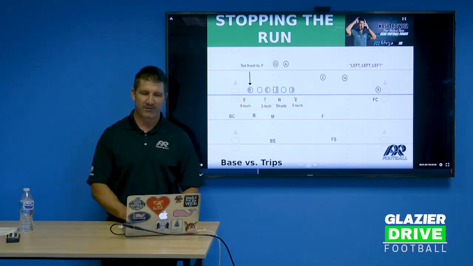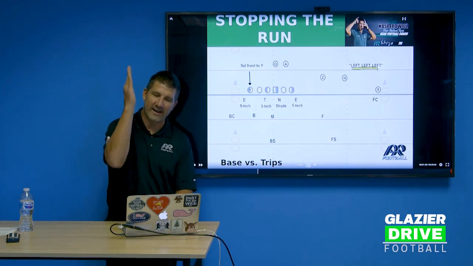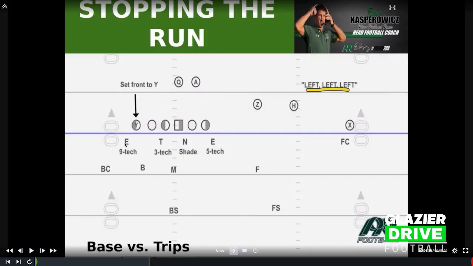All right, trips. Now this is trips closed, because there's a tight end backside. So starting with the front, we always set the front to the tight end. Base rules: if there's a tight end, set it to the tight end, period. That's rule number 1. So left, left, left. We're in a 9, a 3, a shade, and a 5.